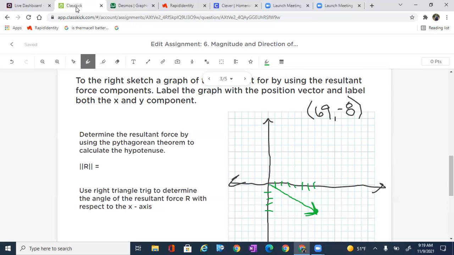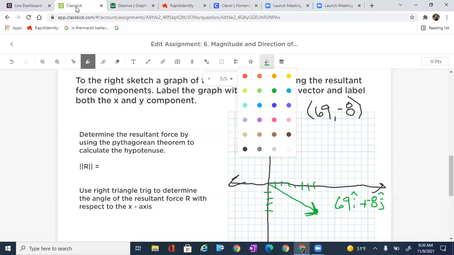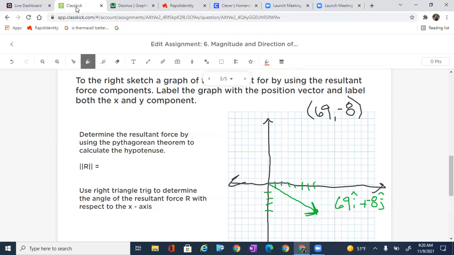Okay, and it does say write it as a position vector. So we can write 69i plus negative 8j. Now, what we're going to do is find the magnitude of the final force. So I'm going to take the information I have and label the horizontal component, which is 69. And I'm going to label the vertical component, which is negative 8. And we're going to find the magnitude of the resultant force, which is there.